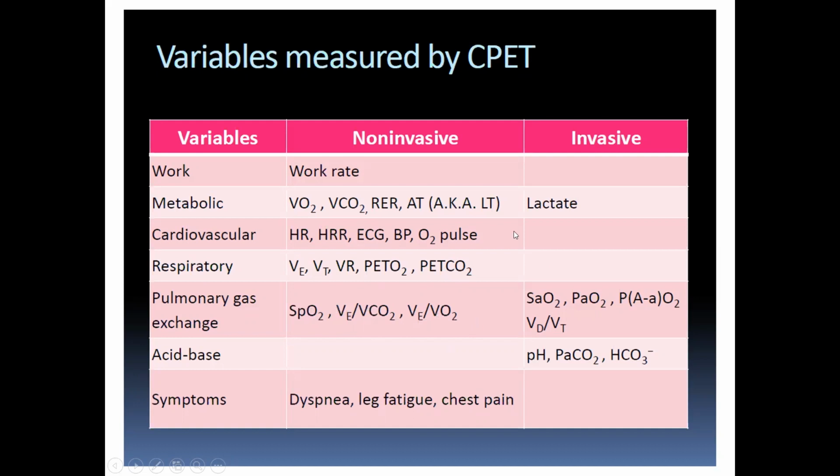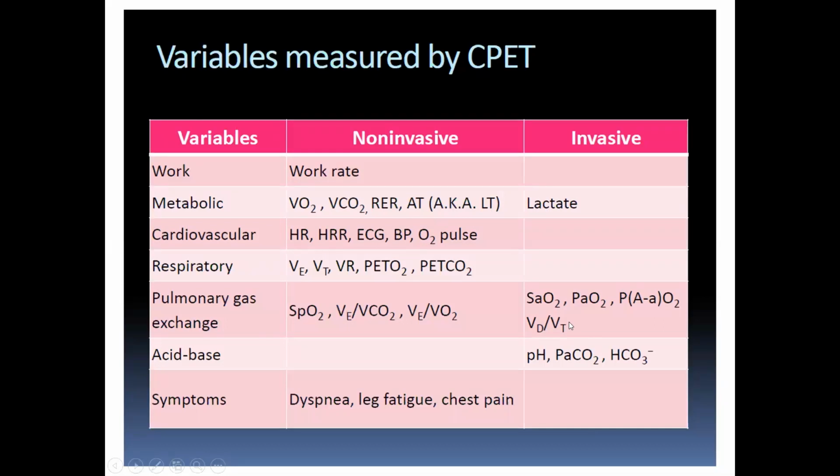So if you do an ABG, you can measure lactate levels, and when the lactates start rising, you know you have hit anaerobic threshold, which is called AT, or lactate threshold. We will look at that. You can also measure the saturation of oxygen, more precisely PaO2, PaCO2, and very importantly, ABG is the only way you can measure dead space ventilation, VD upon VT. This is the only accurate way of measuring VD upon VT.